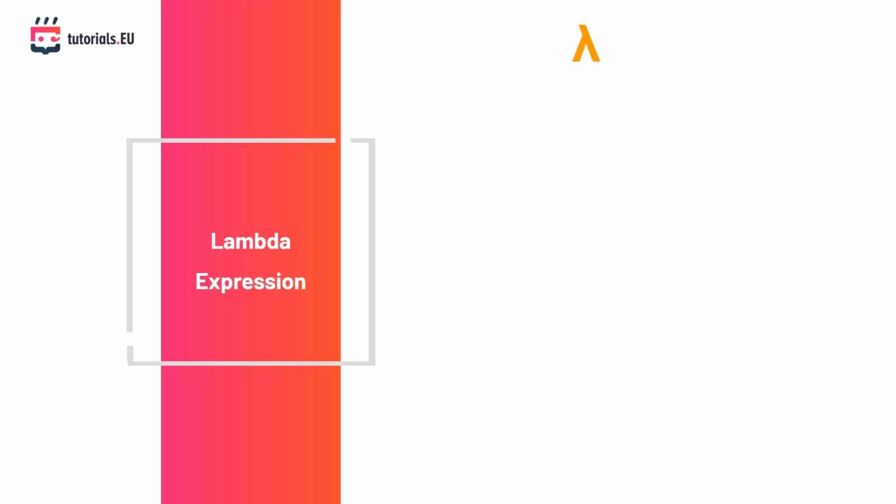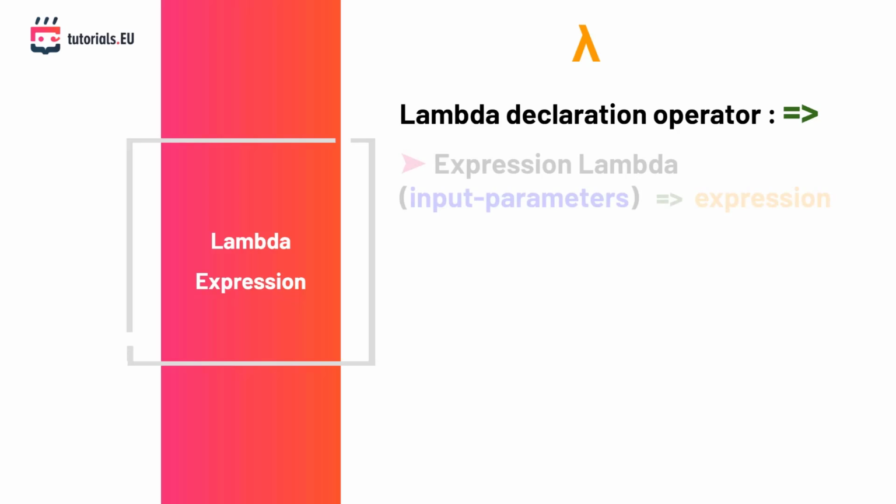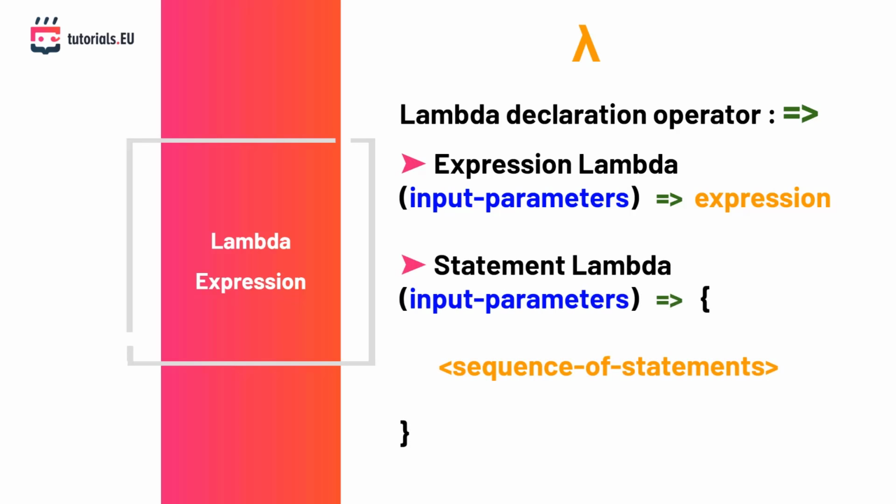To create a lambda expression, we need to use the lambda declaration operator, which is =>, also read as goes into or goes to, to separate the lambda's parameter list from its body. A lambda expression can have one of the following two forms. First of all, an expression lambda that has an expression, one line of code, as its body. So input parameters => expression. And then we have the statement lambda that has a statement block executing more than one line of code as its body. And here we just use the input parameters => and then the sequence of statements inside of the curly brackets. So now let's have a look at that in practice.